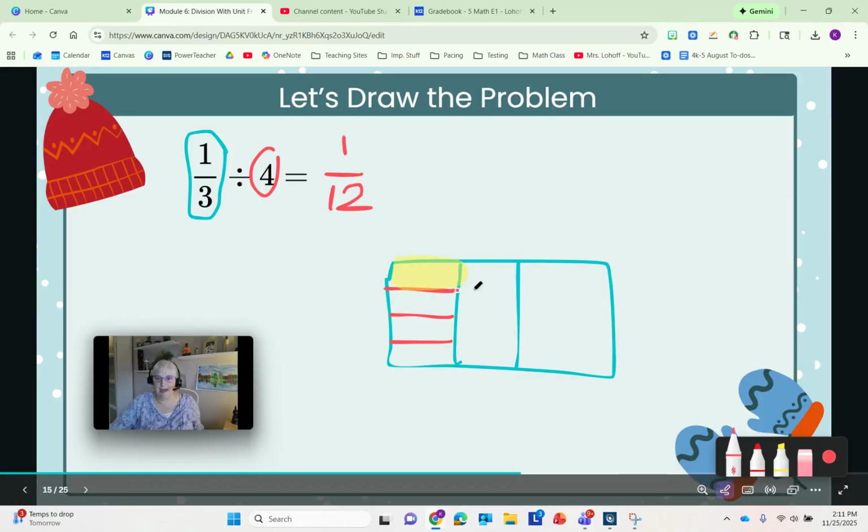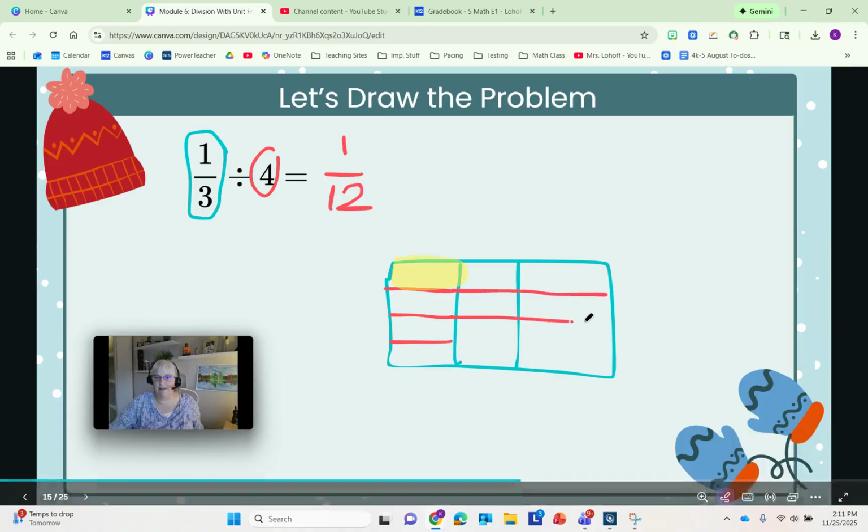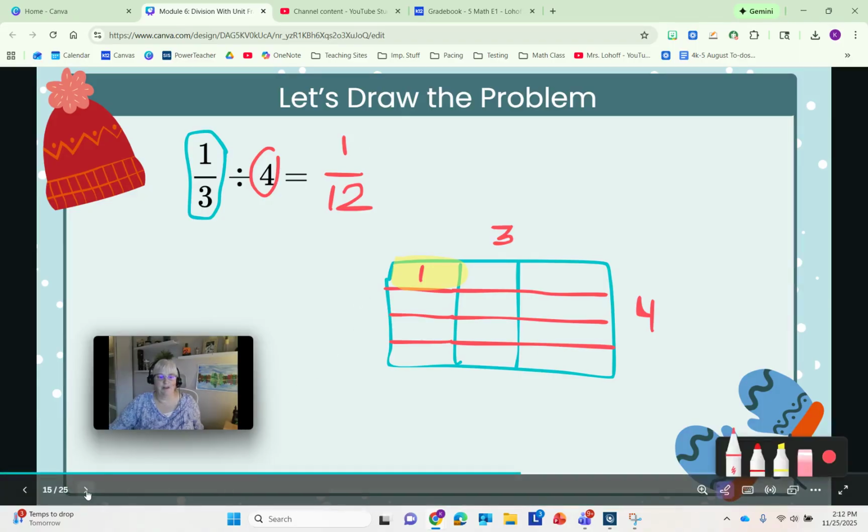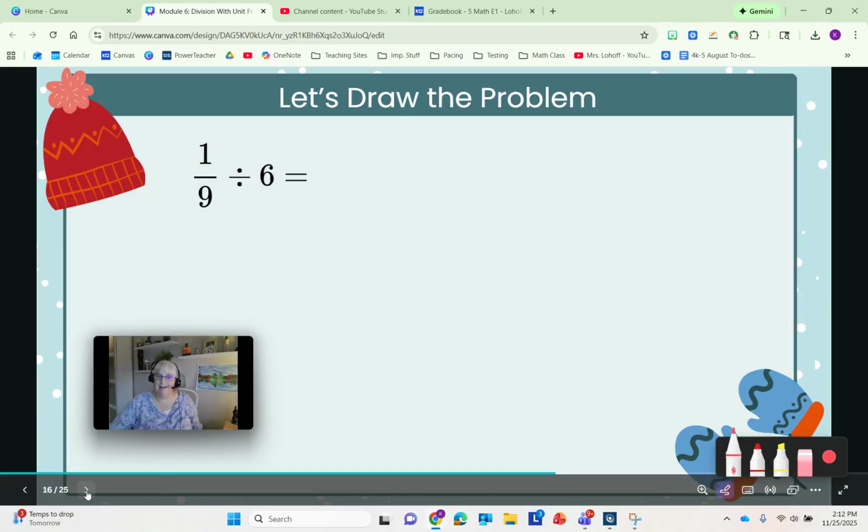In order to figure that out, we need to extend our lines across. And this is one box. We have 3 in a row, and we have 4 rows. 1, 2, 3, 4, 5, 6, 7, 8, 9, 10, 11, 12. Yep, 1/12 works. So that trick works. Using that trick, can you do this one? Because I am not drawing this one out.